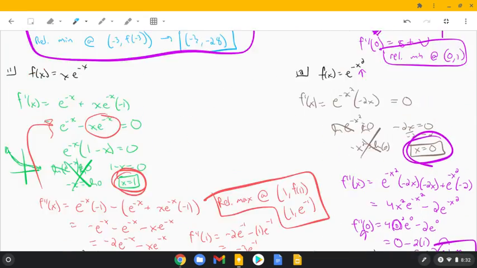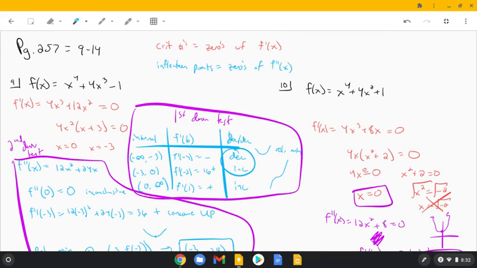Hey guys, this is a quick overview of the solutions to the homework, page 257, 9 to 14.